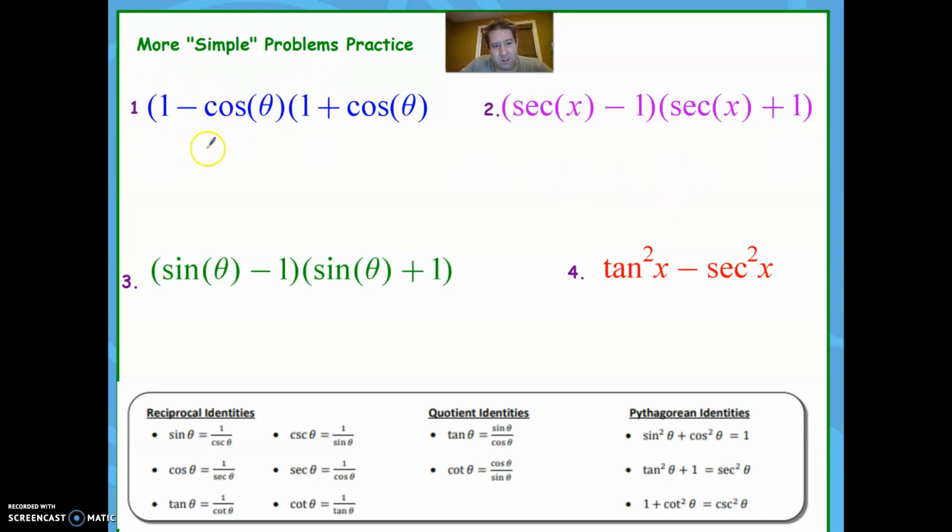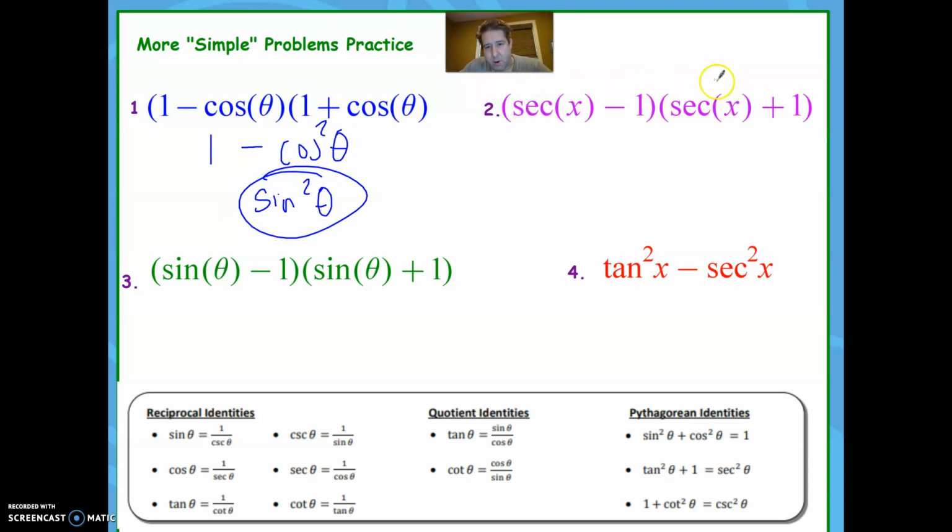1 times 1 is 1, so this is just differences of squares, so this is 1 minus cosine squared of theta. And if you look at the Pythagorean identities, so cosine squared of theta minus 1 is equal to sine squared of theta. So that's your answer.